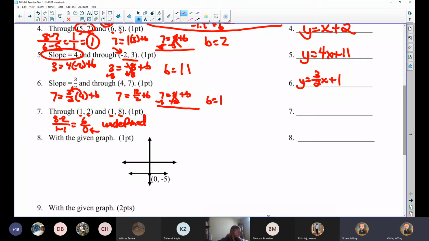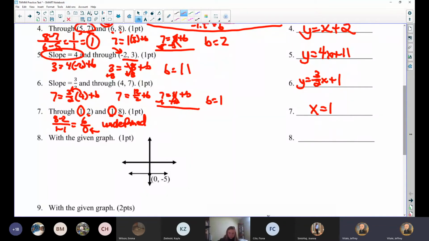Do you notice anything about the 2 points? Emma? Oh, I'm sorry, that's Fiona. They're both 1. Yeah, they both have x values of 1. And if it's an undefined slope, it's what all the x values are. There's your equation.